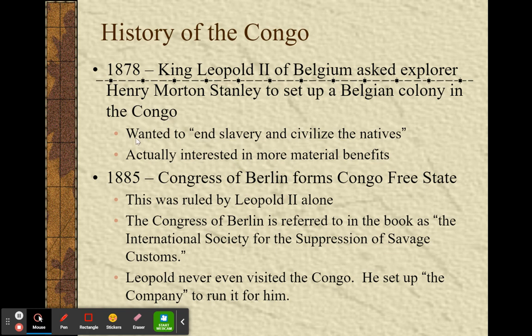So I wanted you to pay attention right here. He wanted to end slavery and civilize the natives. These are going to be very similar things when we read this book. So just letting you know, he was actually interested in more material benefits, which I'll get more into later.